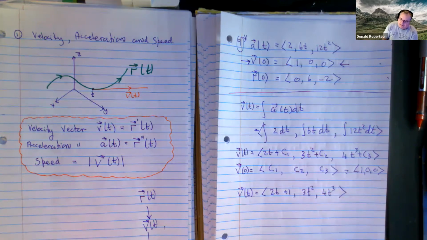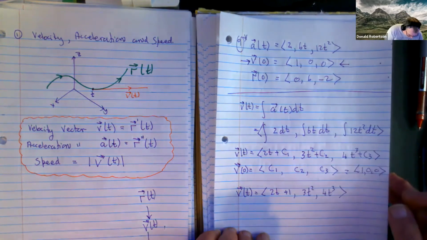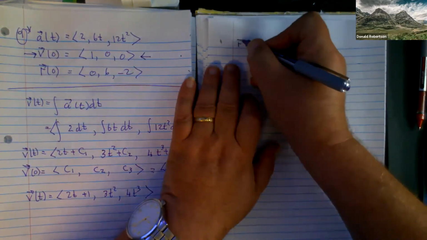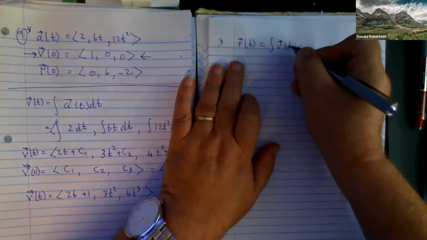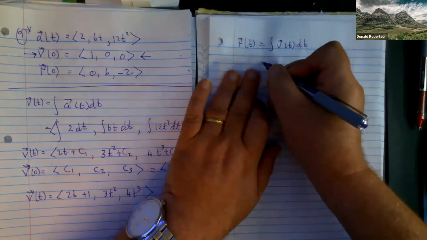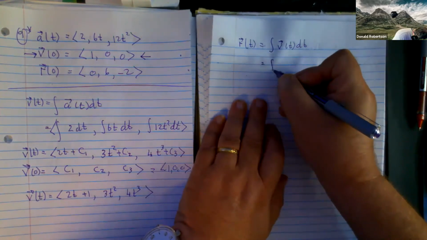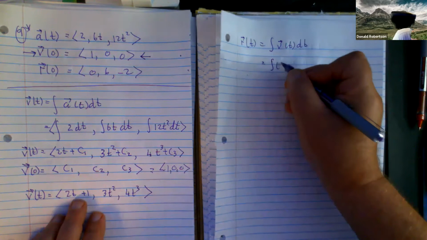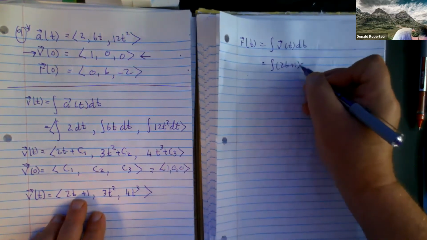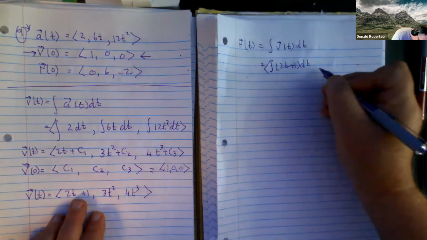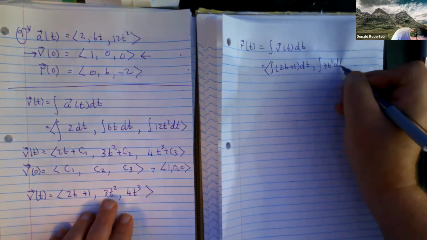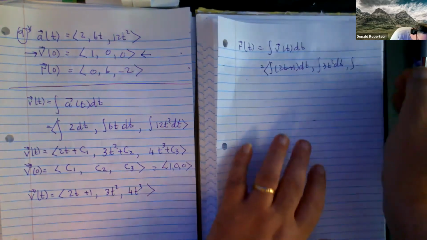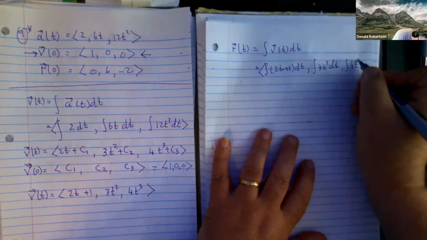Are we good? Right, same process. Integrate now to get the position vector. The position vector is the integral of the velocity vector, which is going to be the integral of 2t plus 1, then the integral of 3t squared, and finishing with the integral of 4t cubed.